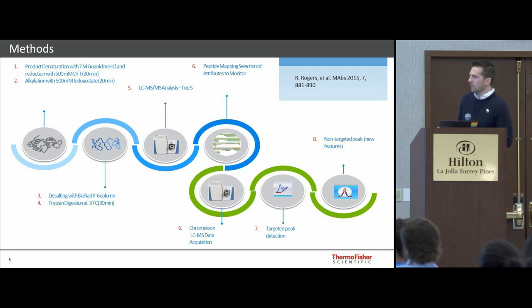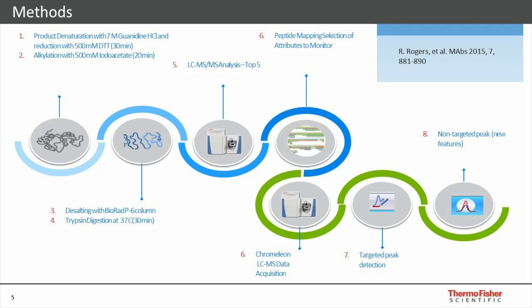So for this workflow, we recommend a gentle digest. This is denaturation with guanidine. This is based off of Amgen's protocol that they published in Analytical Chemistry in 2009, I think, by Da Ren. Reduction with DTT, alkylation with iodoacetate, and then we desalt. And then the trypsin digestion is 37 degrees for 30 minutes. So it's very gentle. Because this is one of the questions that we always get.